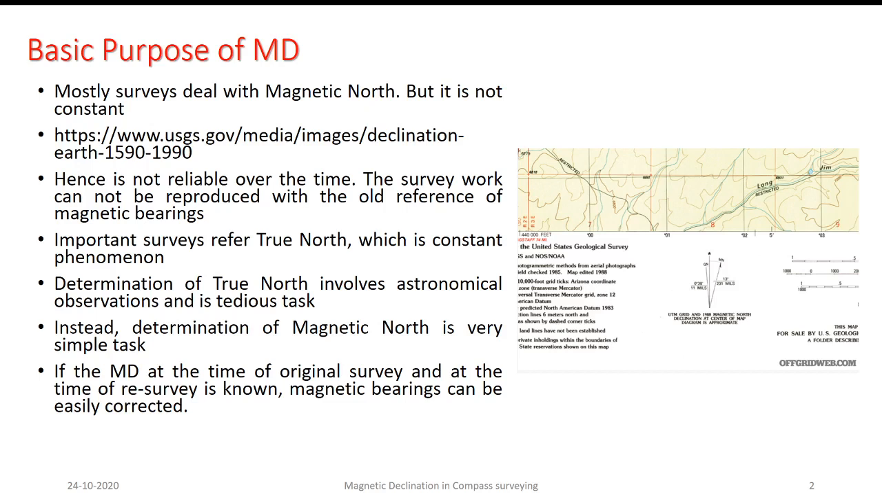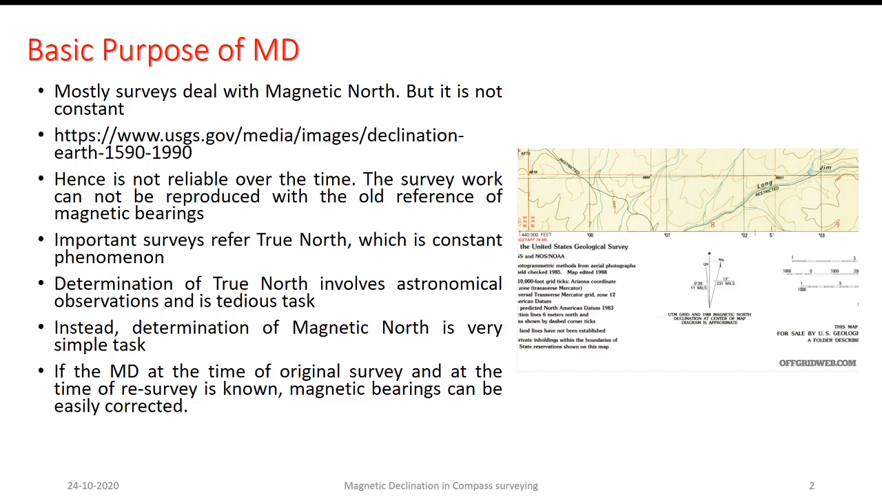Whatever the true north is, we have already defined these basic terminologies. As true north is related to the geographical north, it is a constant phenomenon. But the determination of true north involves astronomical observations, takes quite a time, and is a skilled yet tedious job. Instead, determining the magnetic north is very simple.